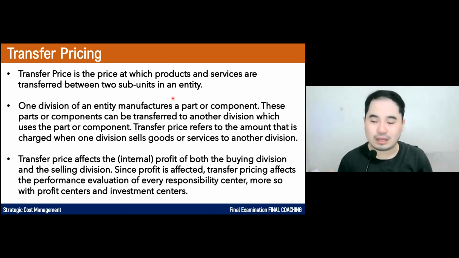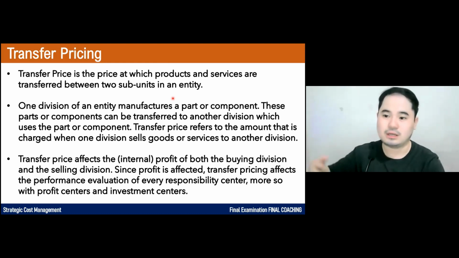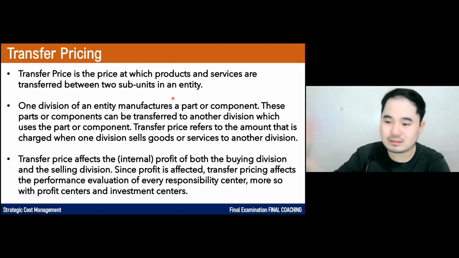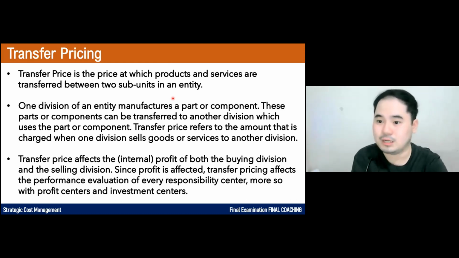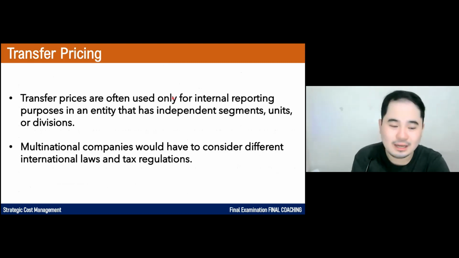Para makapag-promote ng goal congruence. You will be setting a transfer price na dadamayan mo naman si kabilang company na or kabilang division na lilipatan mo ng mga subcomponents mo. Okay? Ayan na, sinabi ko na. Transfer prices are often used for internal reporting purposes in an entity that has independent segments, and multinational companies would have to consider different international laws and tax regulations.